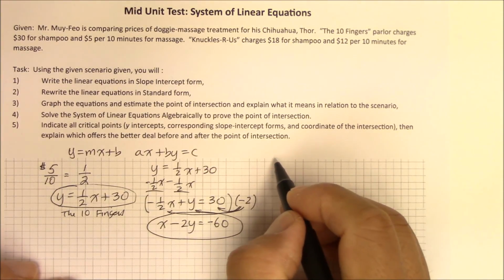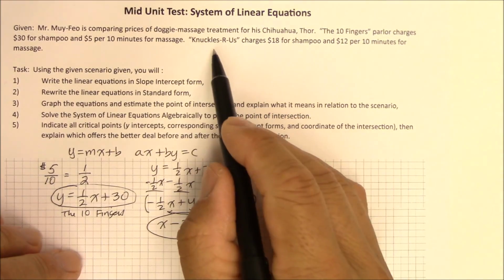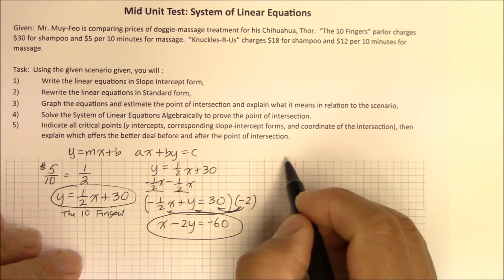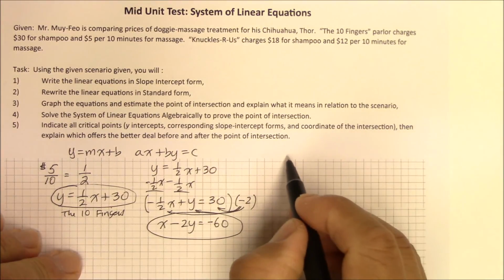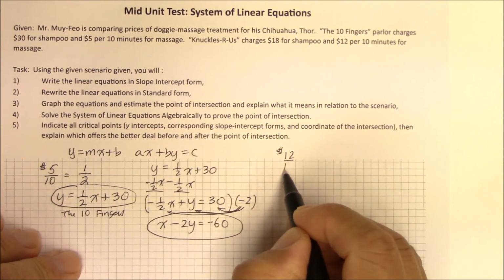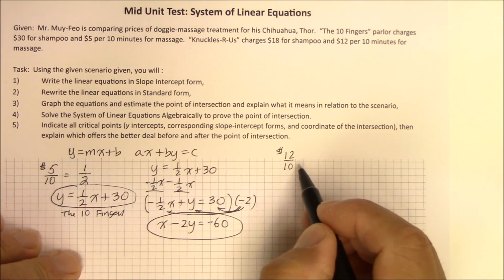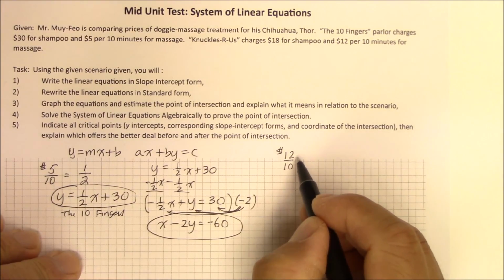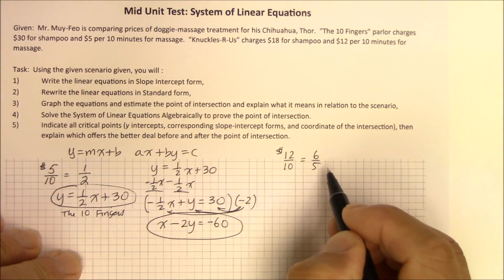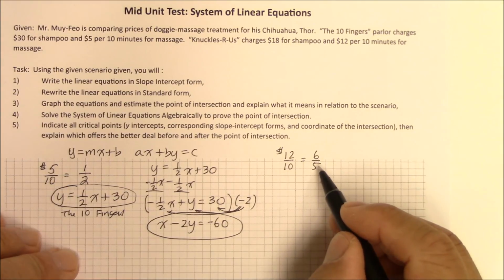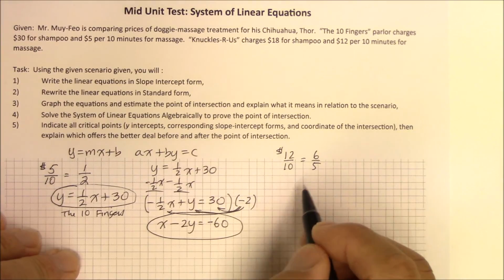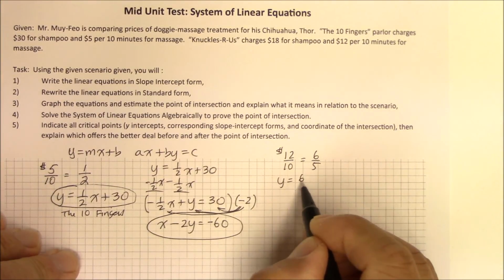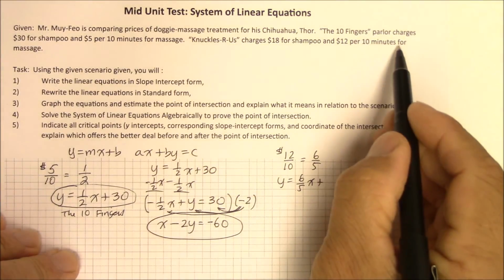And then we're going to do the same thing for the second place, which is Knuckles R Us. What they charge is $12 per 10 minutes. To find out how much that costs per minute, the common factor between 12 and 10 is 2, so it's going to be 6/5. So 1 1/5 of a dollar per minute. And then we're going to use that in slope-intercept form: y is equal to 6/5 x plus the cost of the shampoo.